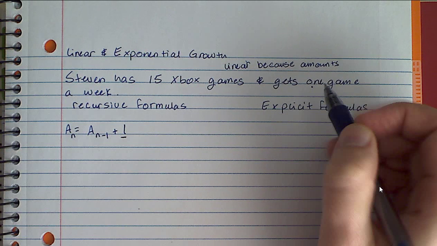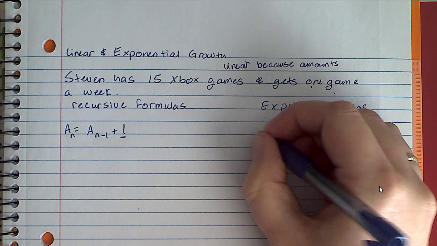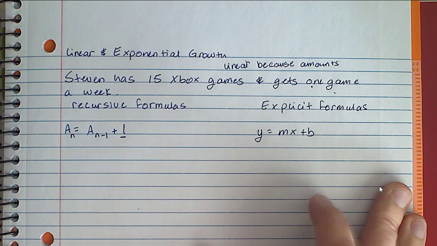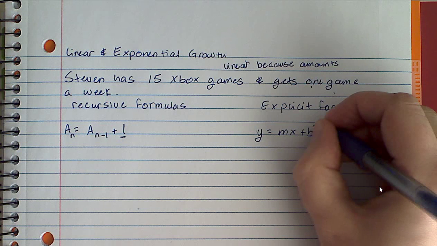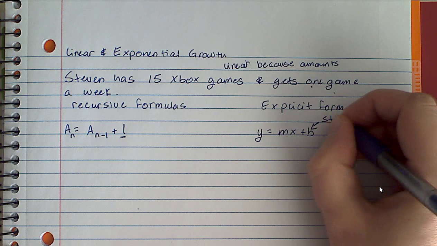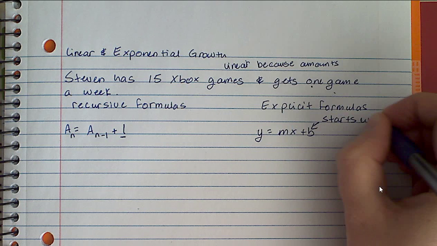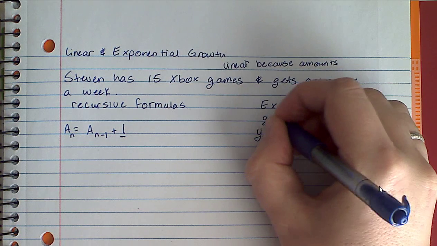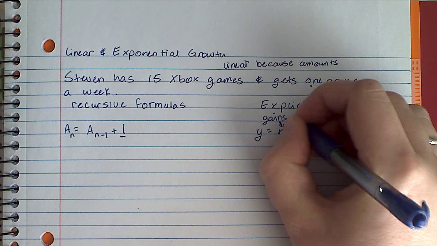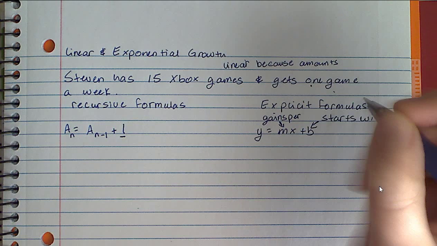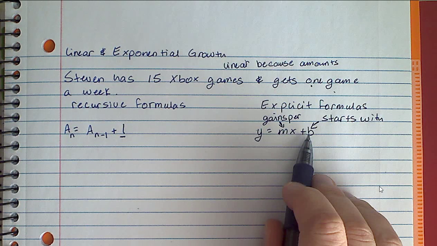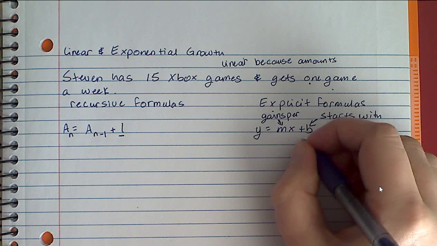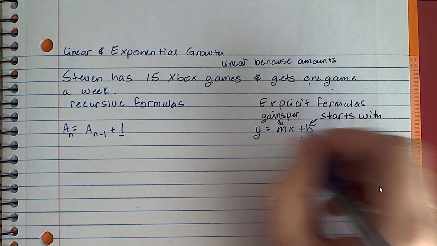Now an explicit formula is going to be based on y equals mx plus b, where the b is going to be however much he starts with, and the m is going to be how much he gains per whatever. So how many games did Steven start with? 15. And how many games is he getting per week?